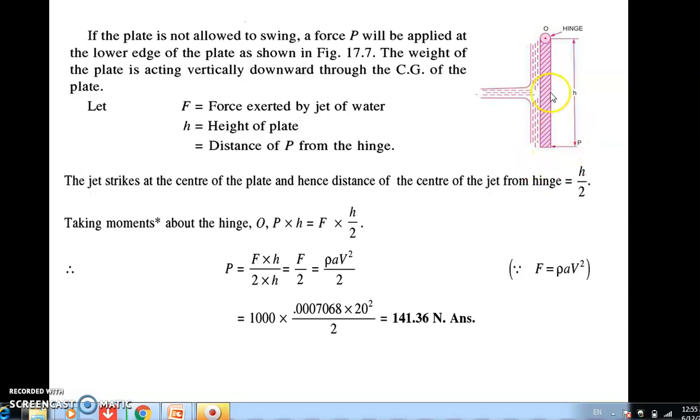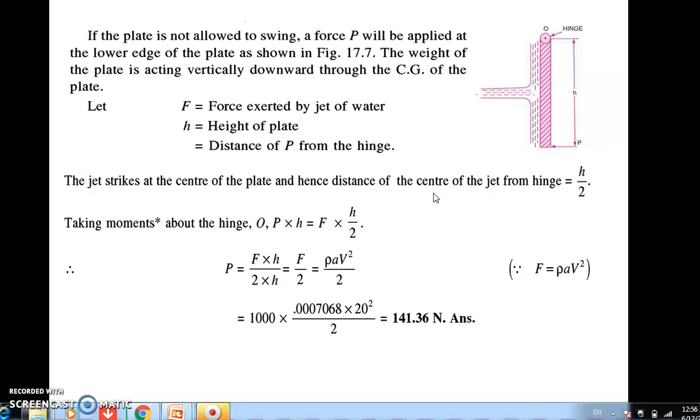So the same force, if you want to apply at this position, it will not work. You have to apply an equal amount of Fx at this force from your side. So that is the benefit of applying the force at the edge of the plate. So this is about the hinge plate.